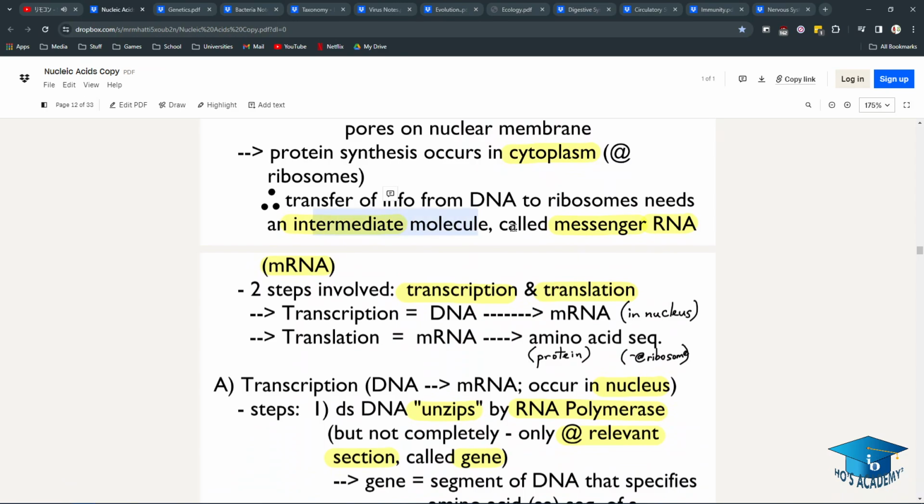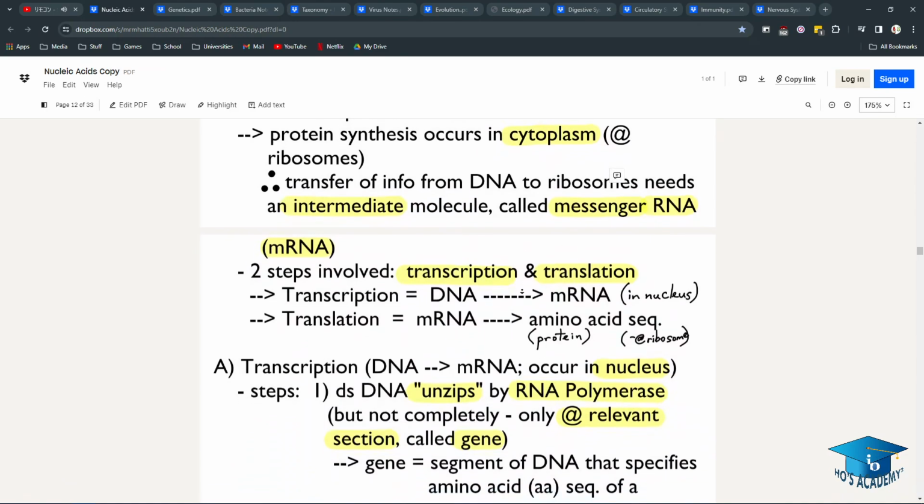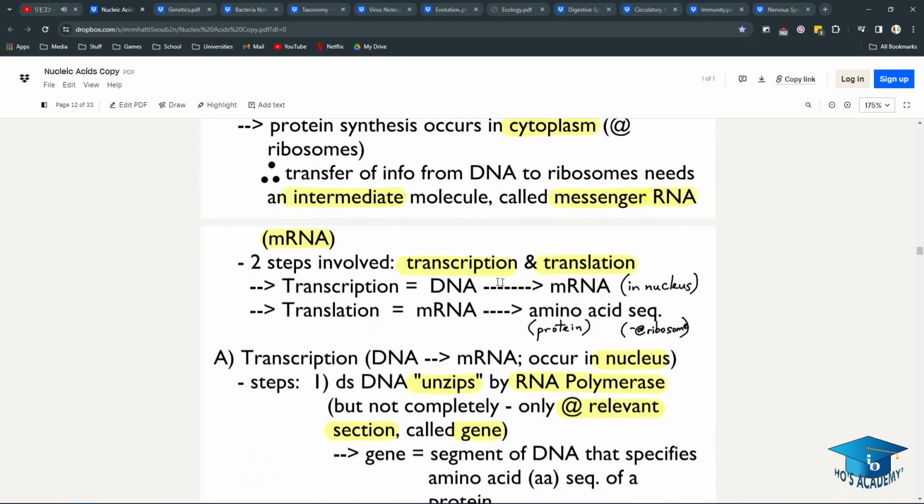This intermediate molecule is called messenger RNA, mRNA. And there are 2 steps involved. Transcription, which turns the DNA into mRNA, which happens in the nucleus. Then translation, which turns this new mRNA into the amino acid sequence or the polypeptide.